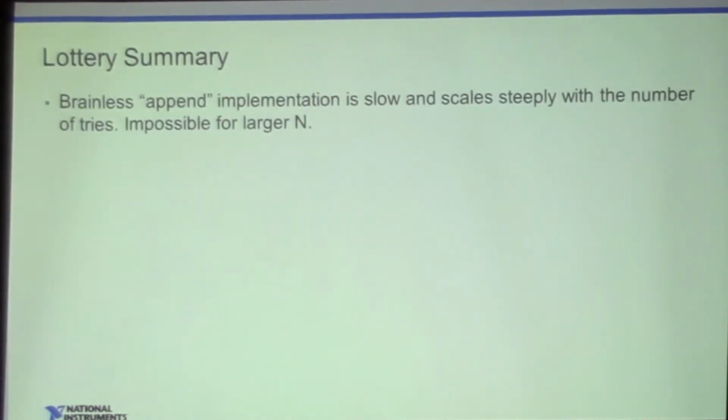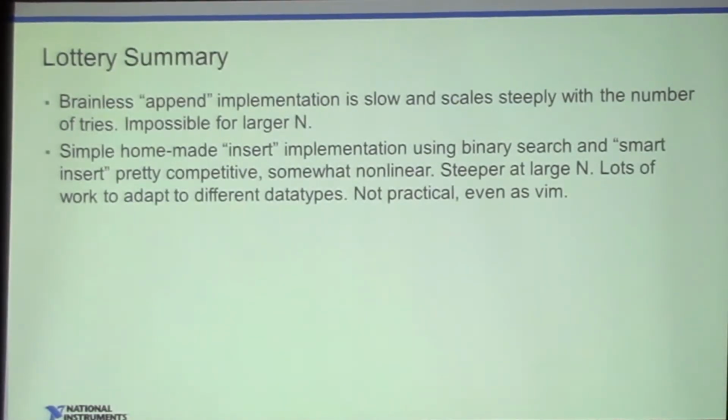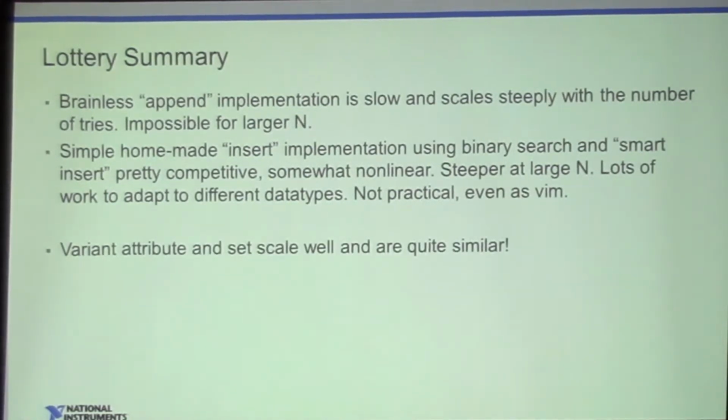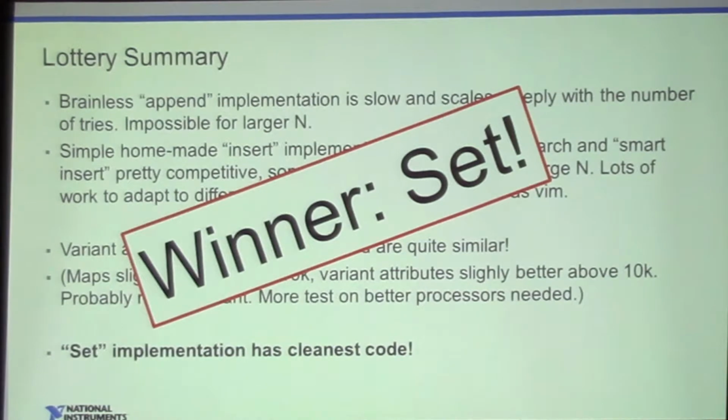So let's look at the code, right? The brainless append implementation is slow and scales very steeply with the number of tries. It gets impossible for large N. A simple homemade insert implementation, using binary search and smart insert, is competitive; it's nonlinear and gets expensive at large sizes. Variant attributes and sets scale well and are quite similar. Maps are slightly better below 10K, and Variant maybe slightly better above 10K, but I only tested on this laptop, and this is a pretty old processor, so this might change. The set implementation clearly has the cleanest code, so the winner is definitely the set.